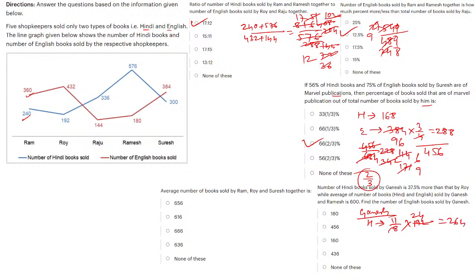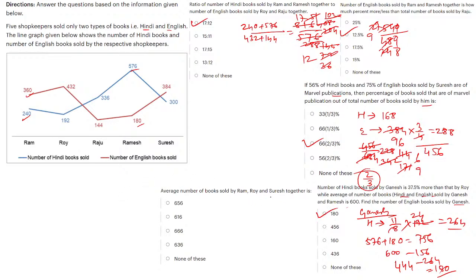And average number of books, Hindi and English both, sold by Ganesh and Ramesh, that is 600. So Ramesh total books, this is 576 and this is 180. So what is the total? 576 plus 180 gives 756, right? And 600 minus 156 you have to do to get the total number of books sold by Ganesh here. So this is 444. Now 264 is the total number of Hindi books. Now find the number of English books sold by Ganesh. That is, if this is 244, then this is 200, but this is 20, even less, that means 180. So this is the correct one.